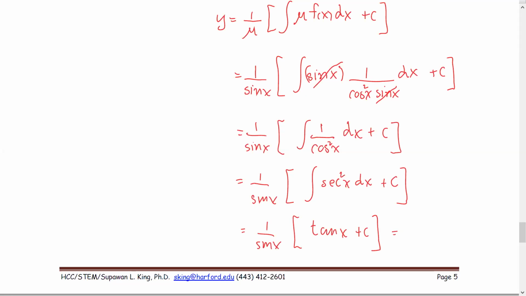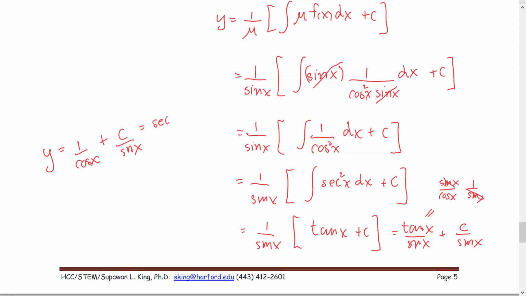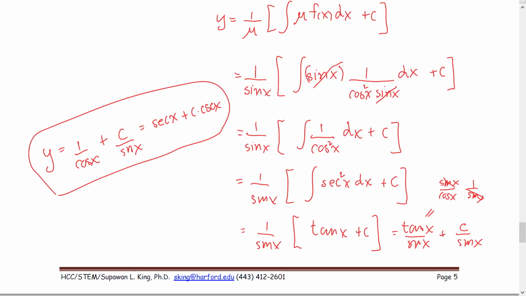And then we just clean up. So tangent x over sine x plus c over sine x. And tangent x is sine x over cosine x multiplied by 1 over sine x, so sine and sine reduce. So your solution would be y equals 1 over cosine x plus c over sine x. Or you can write the first term as secant x if you like, and the second term as cosecant x. Either one, it doesn't matter. So we get the general solution.